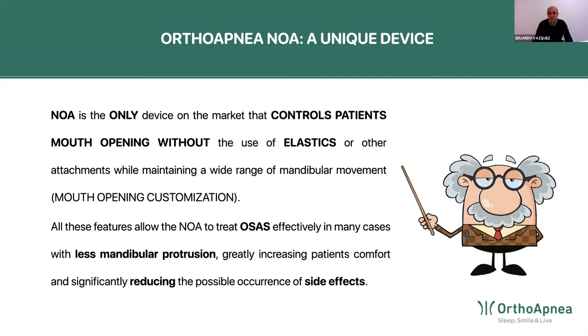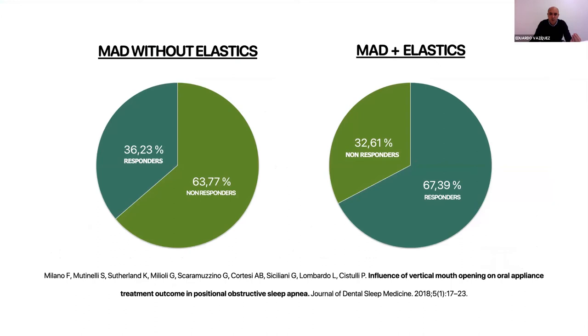You know that mouth opening control is very important. This is a very nice study made by Dr. Francesca Milano and other colleagues, in which we see the importance of mouth opening control. We see that in this case, for example, the number of responders when using the MAD without the elastics was only 36%. Then when using the elastics, limiting the degree of mouth opening, the number of responders increased to 67%. So it almost doubled with the use of elastics. And this obviously was because of this mouth control, which was controlling the fact that the patient, when opening the mouth, was following a retrusive path, which decreases the efficacy of the device.